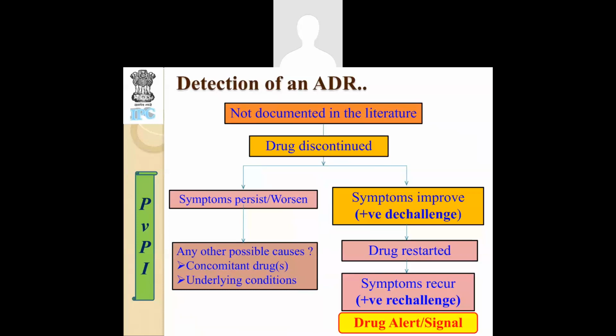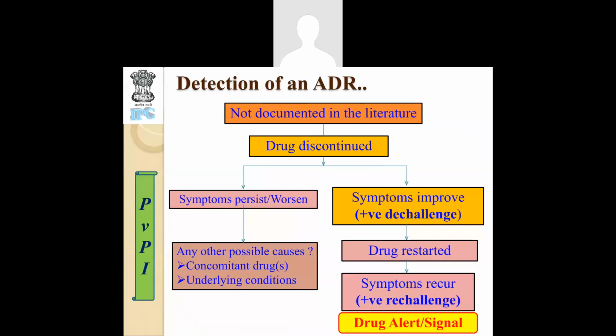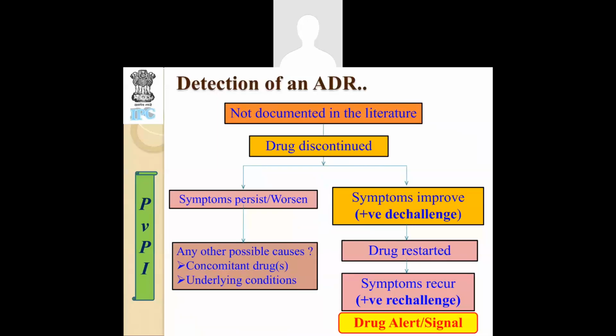And there is another way also. If after drug discontinuation there is no improvement in the condition of the patient, and the symptoms are persisting or even worsening, then there may be other possible causes for the symptom. So it is not a drug-related ADR, and you need not report in such instances. If it is confirmed with the drug by de-challenge and re-challenge, then you can report it as an adverse drug reaction. This is how you can detect an adverse drug reaction.